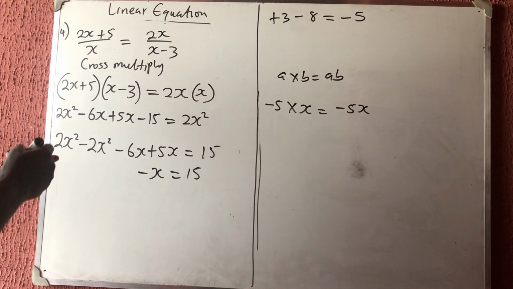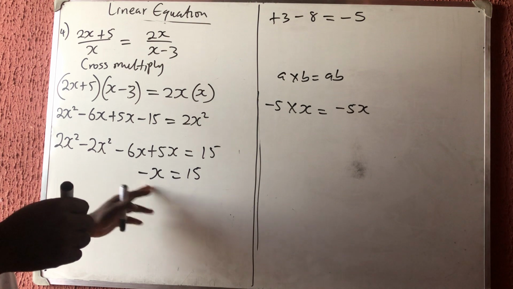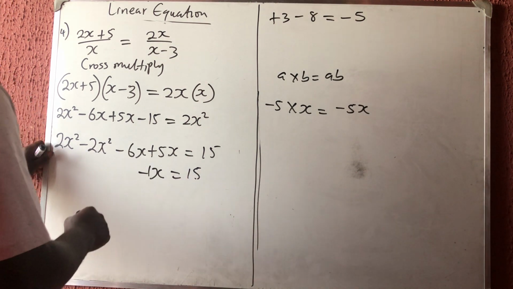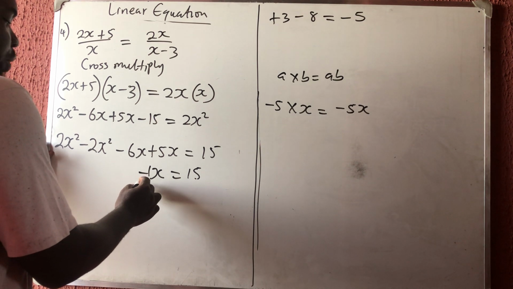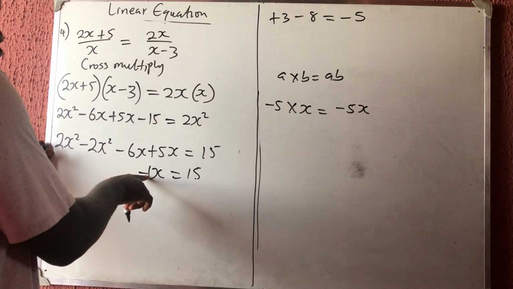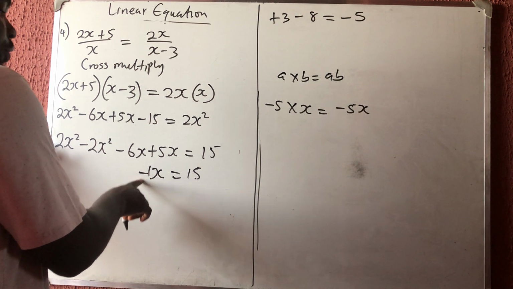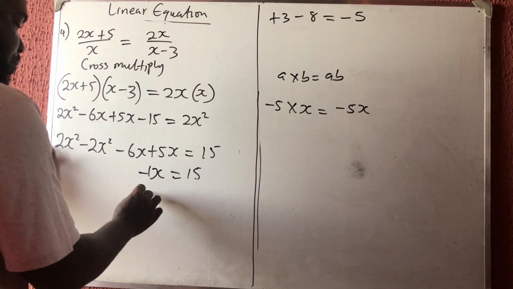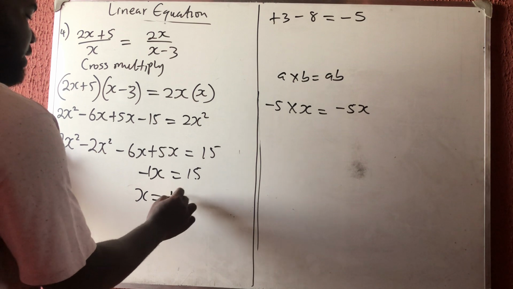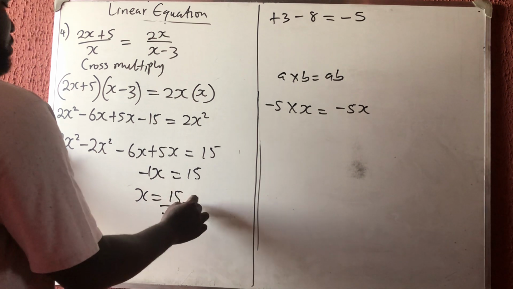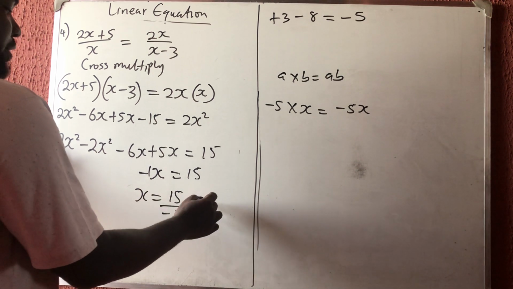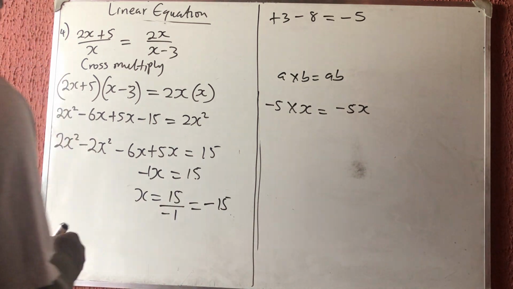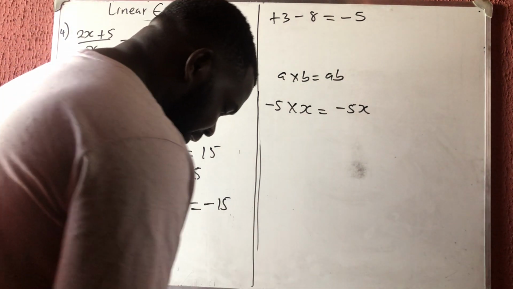15. Somebody will now say that this minus will cross here to become plus. No, this thing is as good as saying minus 1x. So I am dividing everybody by minus 1. In fact, this minus 1 is multiplying this. So if it is moving to this side, it becomes divide, not plus. So this is going to be x is equal to what? 15 divided by minus 1. So which will give you, plus and minus is minus, 15 divided by 1 is 15. So my answer is simply minus 15.